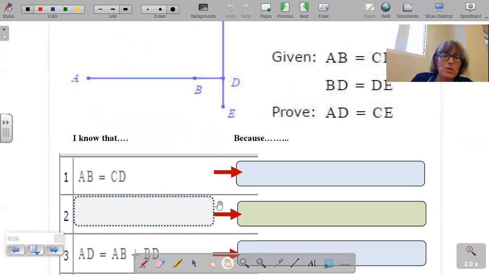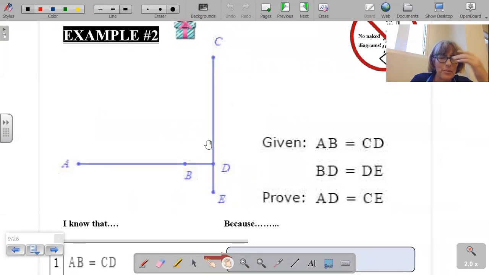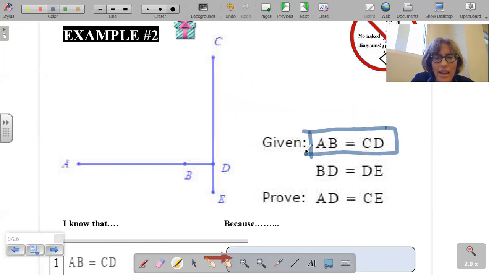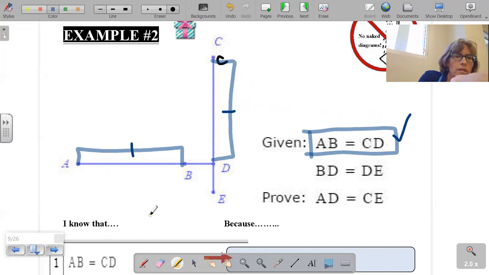Using the same 3 colors: given, implied, freebies. Talk through it. Stay right with me. Mark your stuff on the diagram. I'm going to color code it again. AB and CD are equal in this case. This should be C up here. Hatch mark, I got that. BD and DE.